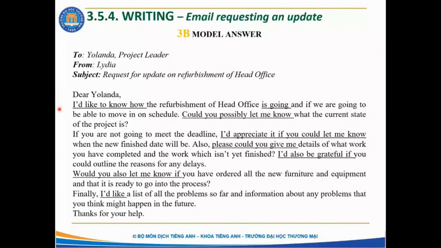Dear Yolanda, I'd like to know how the refurbishment of head office is going and if we are going to be able to move it on schedule. Could you possibly let me know what the current state of the project is? If you are not going to meet the deadline, I'd appreciate it if you could let me know when the new finish date will be. Also, please could you give me details of what work you have completed and the work which isn't yet finished. I'd also be grateful if you could outline the reasons for any delays.